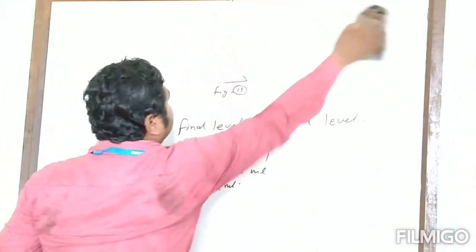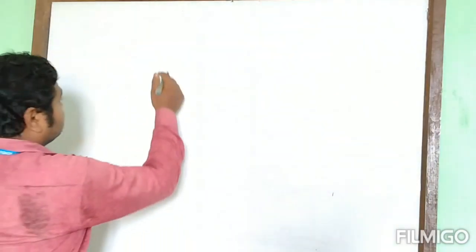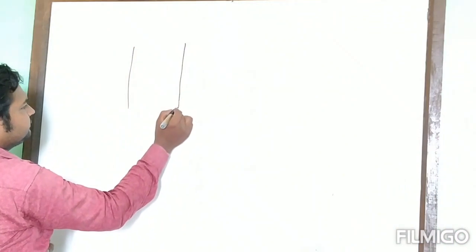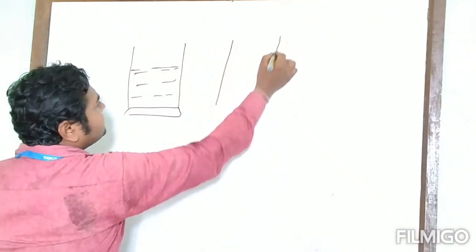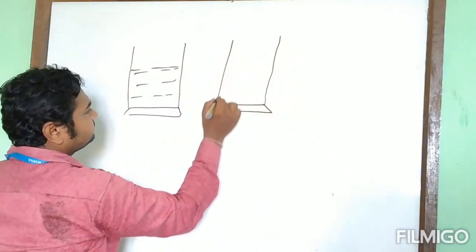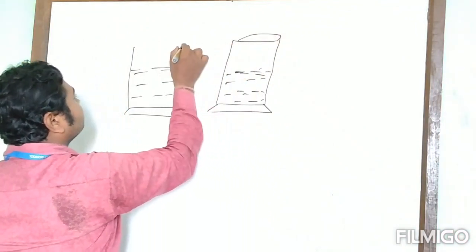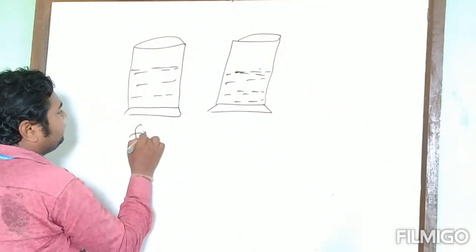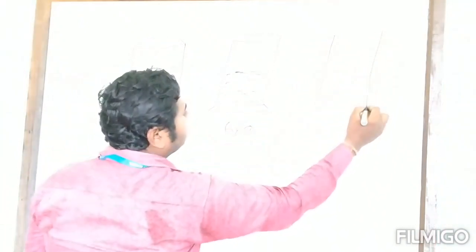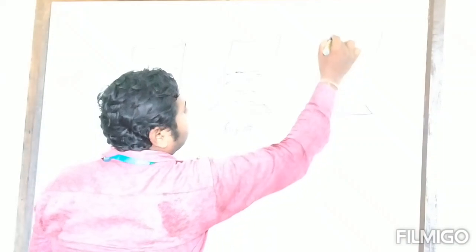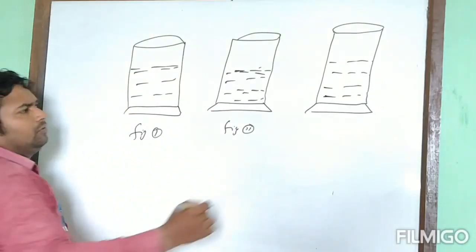Okay. Now I will show you once again. Look at the board. One question is here. Suppose one figure is given, and number 2 figure is given. This is figure number 1, this is figure number 2, and this is figure number 3. In all these cases you can easily calculate.